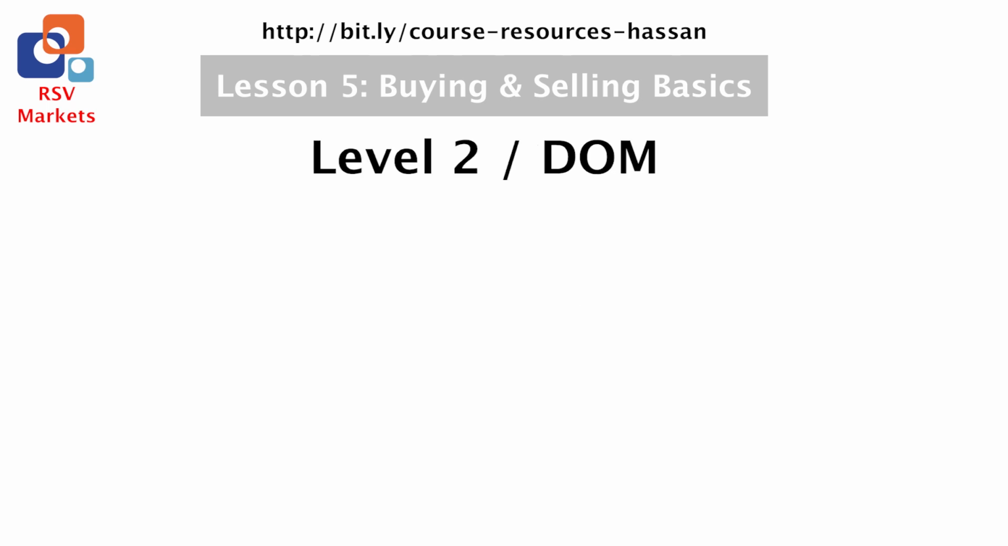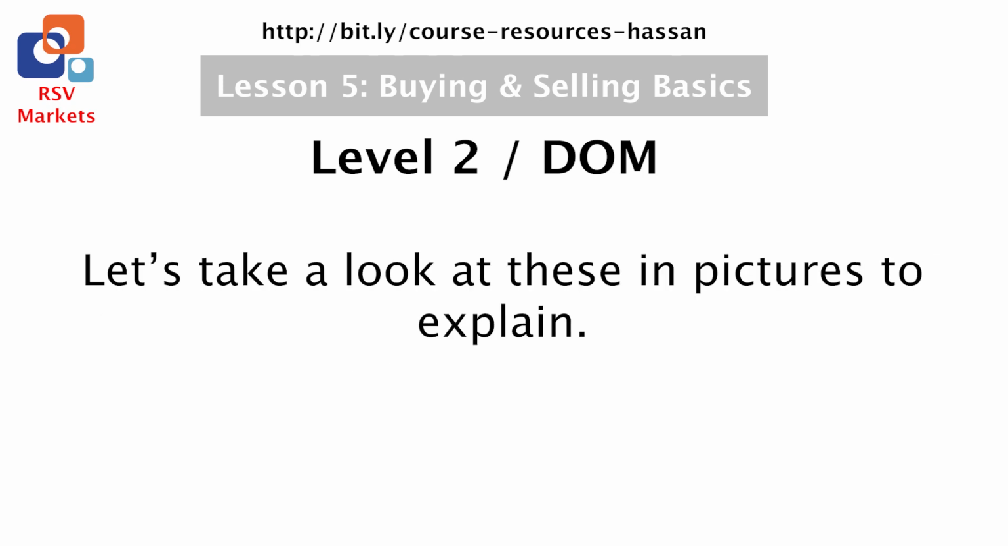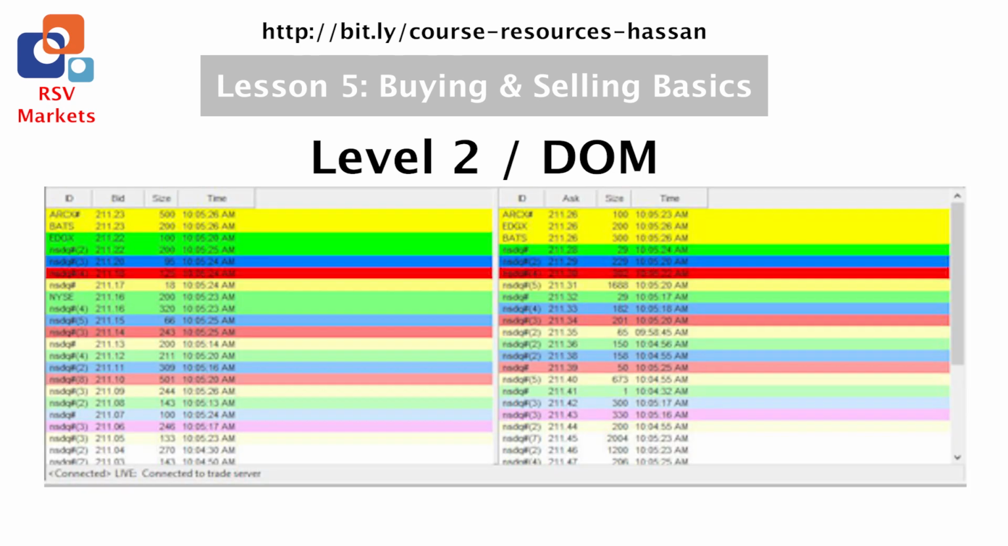Level 2 or depth of market. The Level 2 table or the depth of the market is usually a list of all the bids and the asks on a specific asset. Let's take a look at these in pictures to explain. In this example, we are looking at the level 2 table for some asset. On the left, we can see the bids, and on the right are the asks.